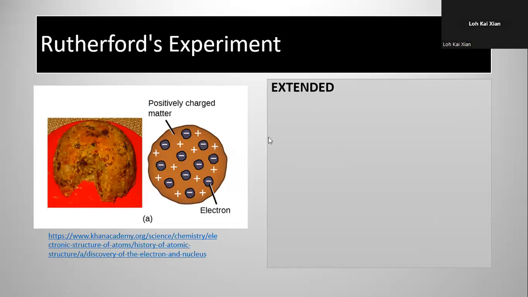That is the picture. There's your plum pudding. The plum is your electron. This is the picture they had during Rutherford's time. It's called plum pudding, where negative electrons are balanced by positive charge.